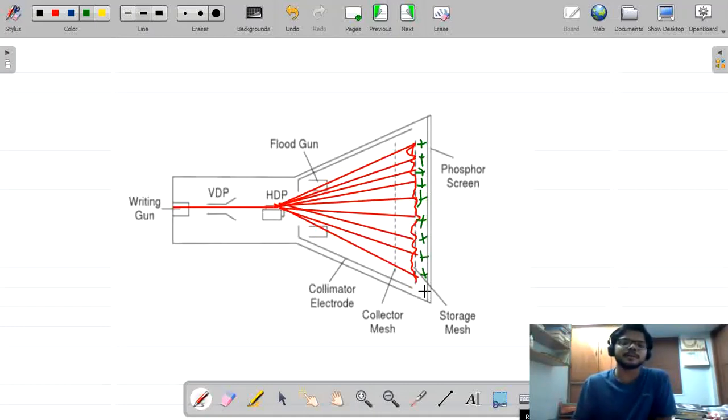Now what will happen when this process is happening? Remember, from the flood gun, a low velocity electron beam will strike the storage mesh. Now see, from the flood gun, the electron beam will strike the storage mesh screen, like this.